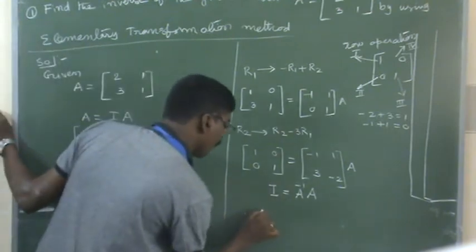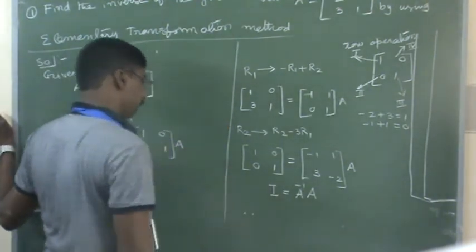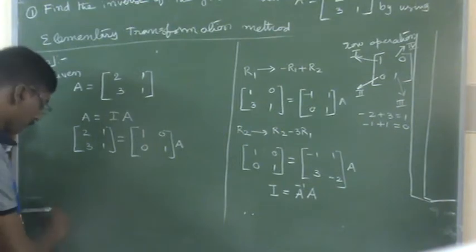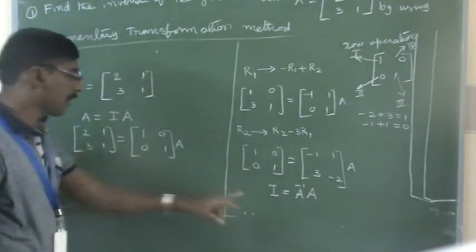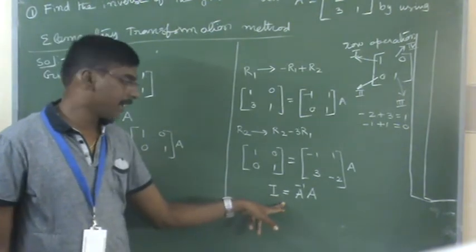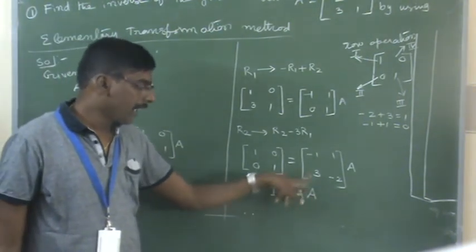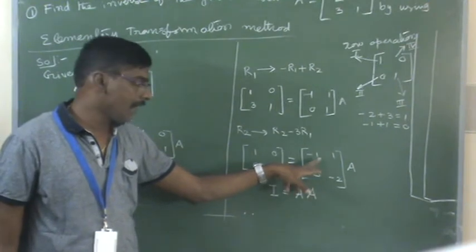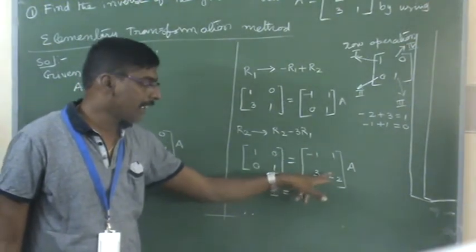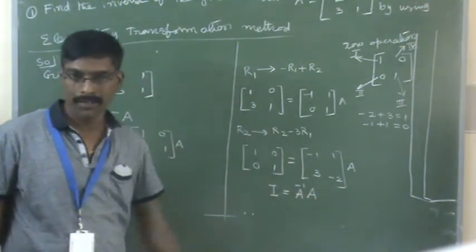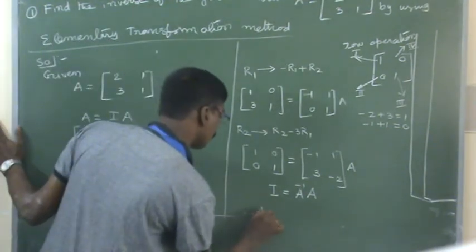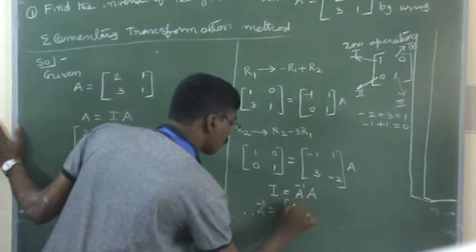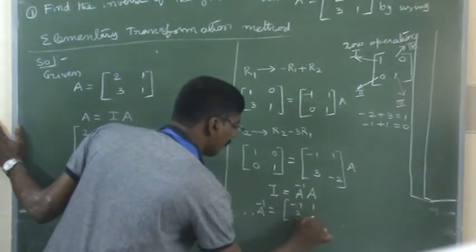Therefore, the value of I can be written as A inverse into A. Here the value of A inverse is minus 1, 1, 3, minus 2. That is your answer. Final answer: the value of A inverse is equal to minus 1, 1, 3, minus 2.